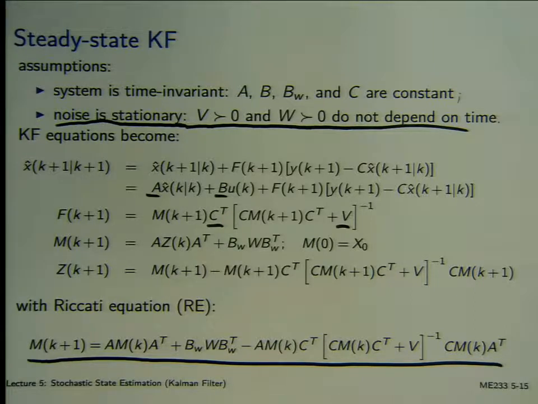You're going to get M k plus 1 equals A times Z k, which is M k minus M k C transpose, C M k C transpose plus V inverse C M k, then A transpose plus B W B transpose. So if you simplify this equation, you're going to get what's written on this slide over here, the Riccati equation.